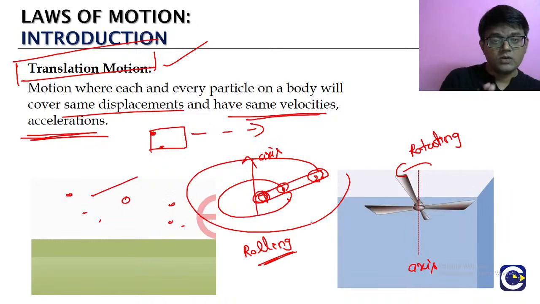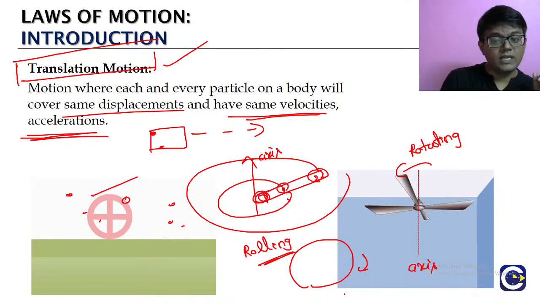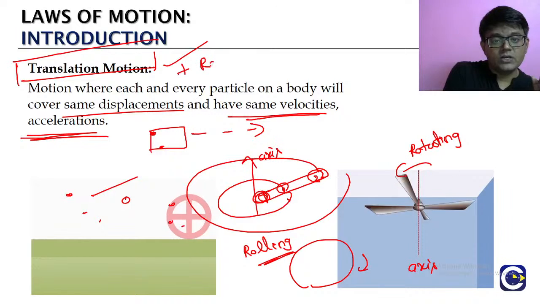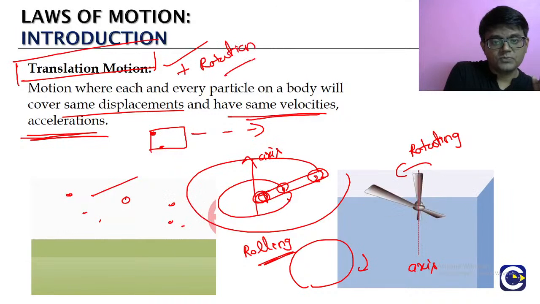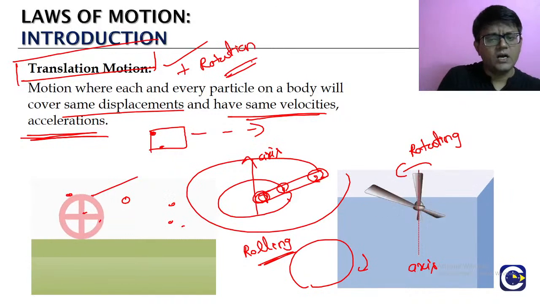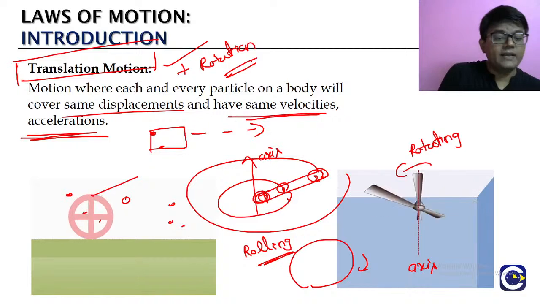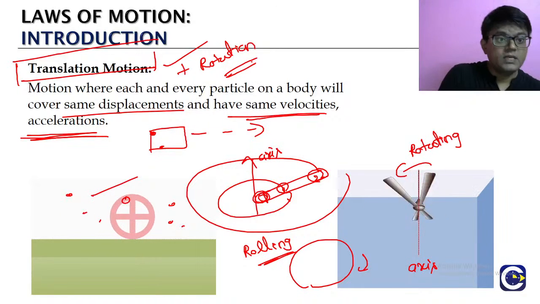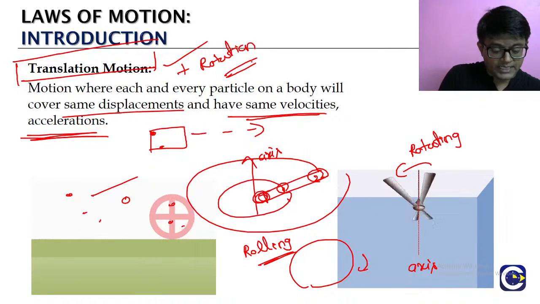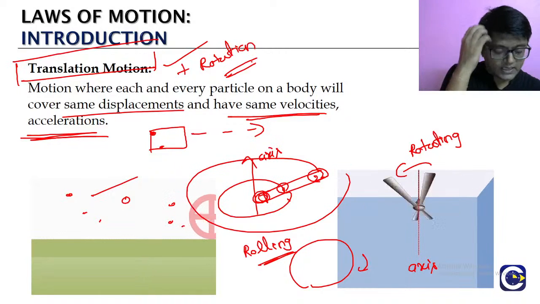Rolling is going to be a combination. If you look at the rolling of the wheel, it is going to be a combination of translation and rotation. Need not worry about how rolling is a combination of both translation and rotation. We will study it in detail when we go to the rotational motion chapter. Here we just need to get the idea of what we mean by translation, because in the Newton's laws of motion chapter, we are going to be focusing on translation motion.